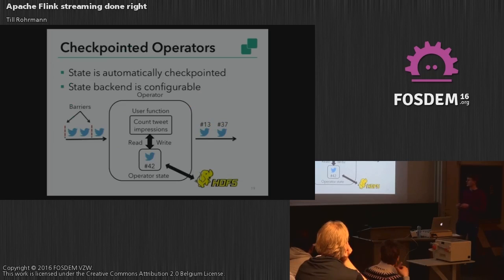Okay, what does this checkpointing now mean for our stateful mapper? Well, if we take a look at it, it looks like before. The only difference is that by enabling the checkpointing mechanism, the system inserts these barriers into your input stream. What the operator does is whenever it sees such a barrier, it will take the value it has currently stored in its count value and write it to some state backend.